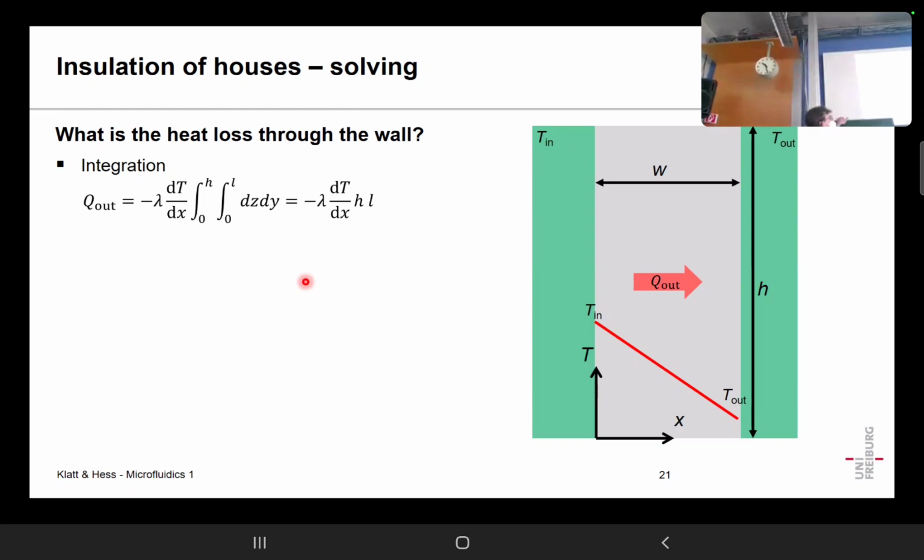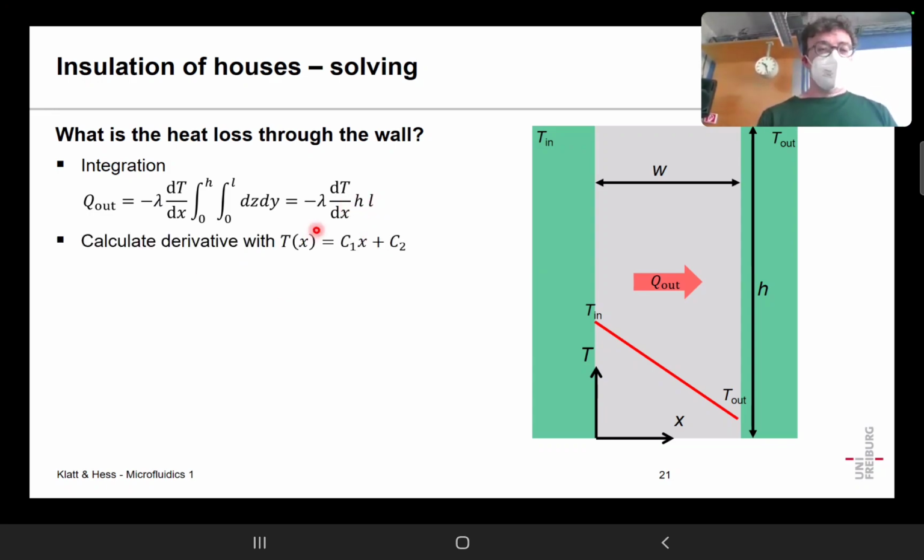Okay, so this means we basically have to do math again and try to solve this equation. We know the temperature profile in x direction. It's a linear function of x. It doesn't depend on y, it doesn't depend on z. And this means we can move it in front of the integration signs and just do the integration from 0 to h, 0 to L, which is basically h and L.